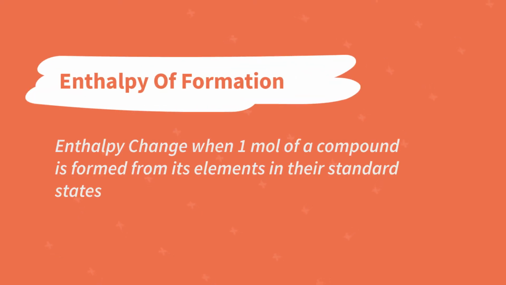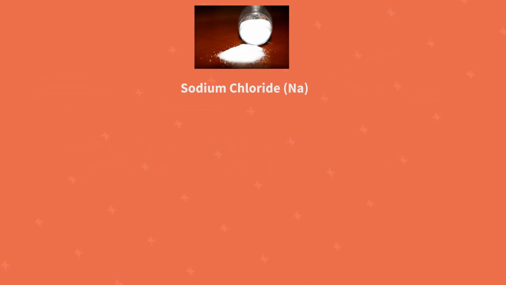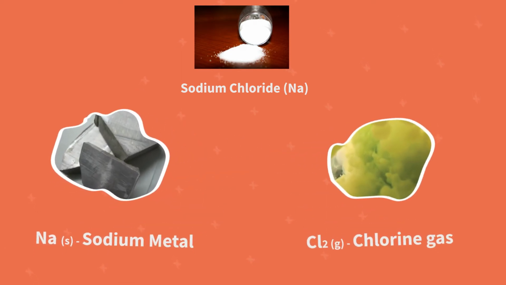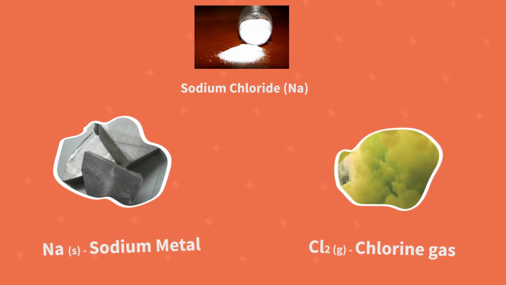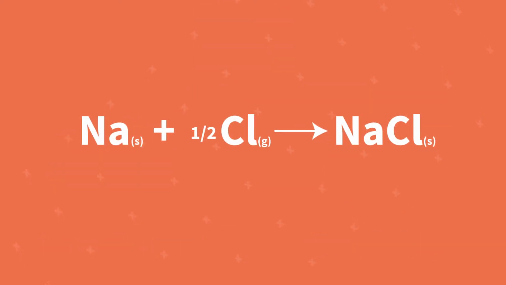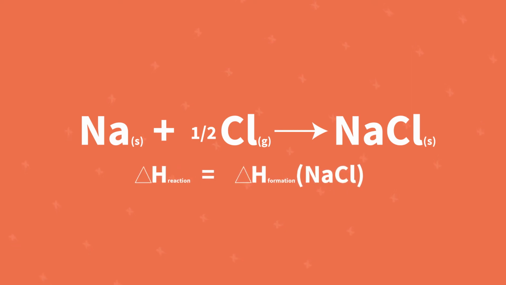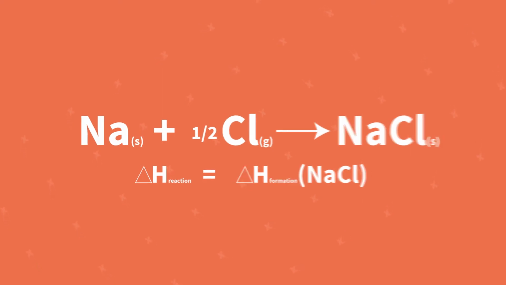Enthalpy change of formation by definition is the enthalpy change when 1 mole of a compound is formed from its elements in their standard states. It can be negative or positive. Let us take sodium chloride as an example. It is an ionic compound formed from elements sodium and chlorine. In their standard states, sodium exists as a solid metal while chlorine exists as Cl2 gas. If we write this equation, the enthalpy change of this reaction is the enthalpy change of formation of sodium chloride, as 1 mole of sodium chloride is formed from its elements which are in their standard states.